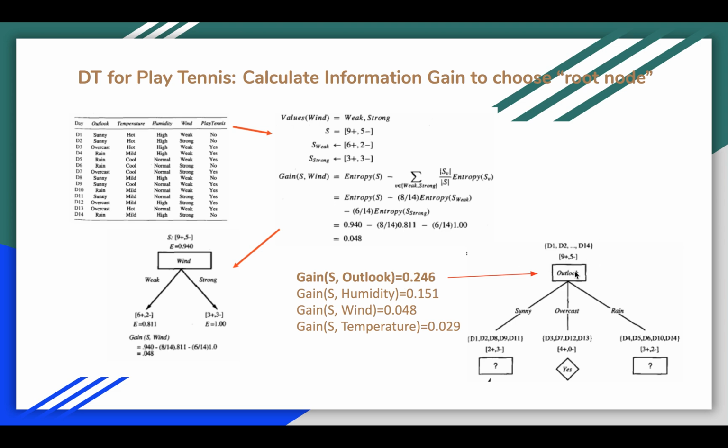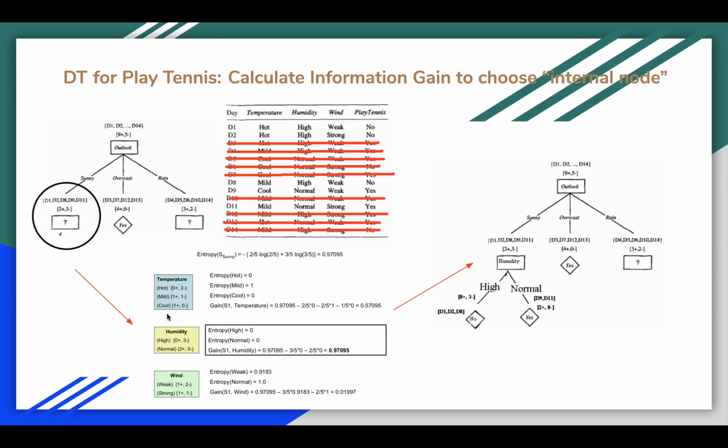It is very obvious that if the outlook is equal to overcast, we just have 4 positives but no negatives, so that's a pure set. That means we will go to play tennis. But the sunny and rain branches are impure. So we need to continue to calculate. For example, we expand this one now. We can just focus on the outlook equal to sunny, and we remove the other rows.